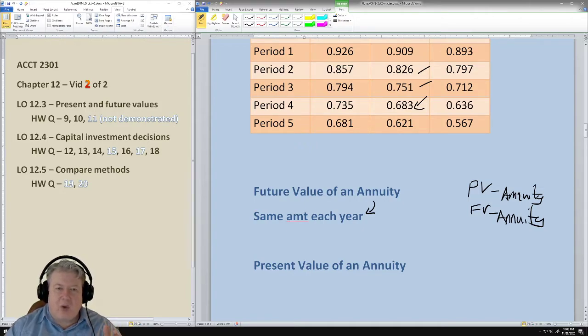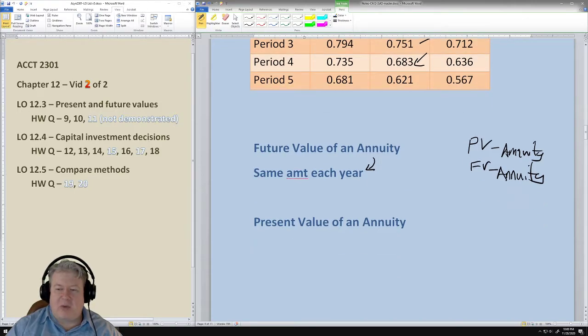Just try to figure out what is the unknown. Is the present value unknown, or is the future value unknown? And the second thing is, do they give you one lump sum, or do they give you the same amount of money over multiple years? That will determine present value versus future value and whether it's an annuity or not.